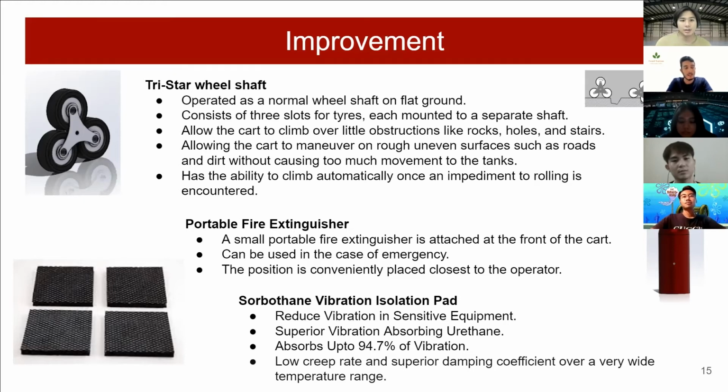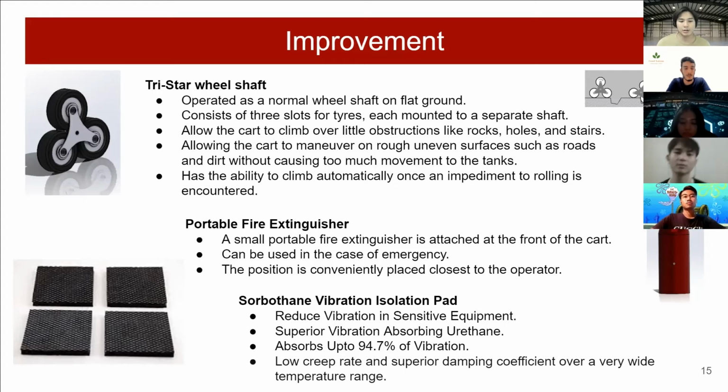The next thing that we added to the car is a portable fire extinguisher. This is important because the last accident involved heavy fire. So it's not a bad idea to include a small portable fire extinguisher in case of emergency.